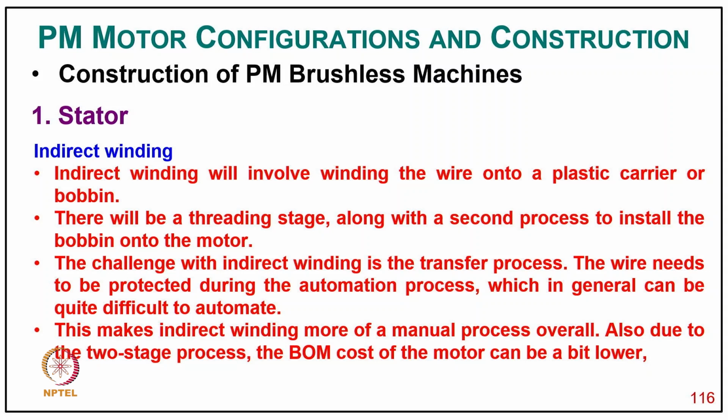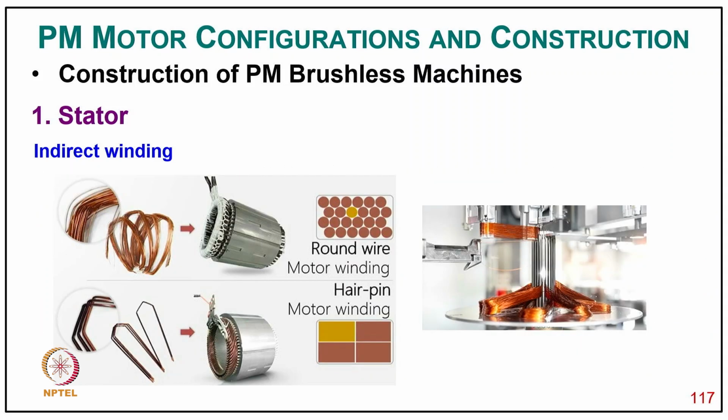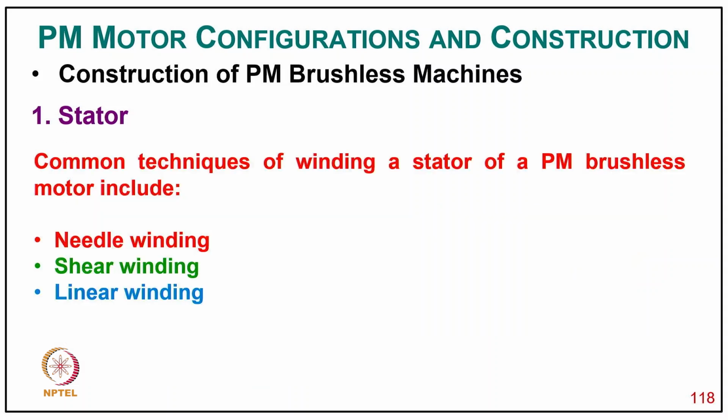Also, due to the two-stage process, the cost of the motor can be a bit lower. So you can just see how the indirect winding is placed on the former first and then put into the motor, as you can see in the process on this slide.